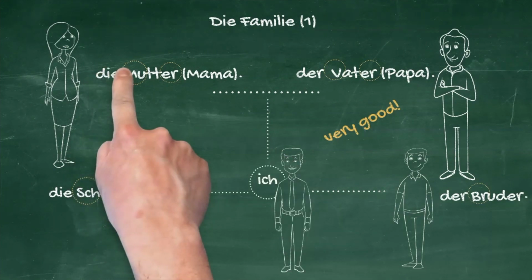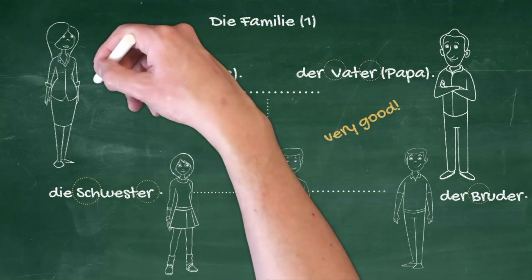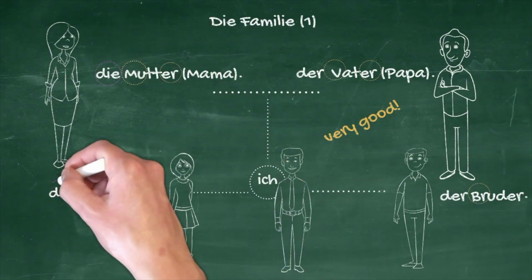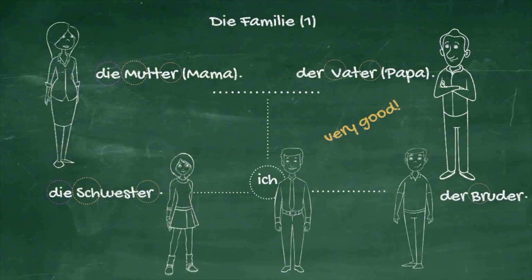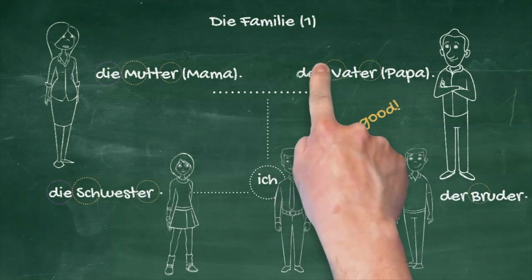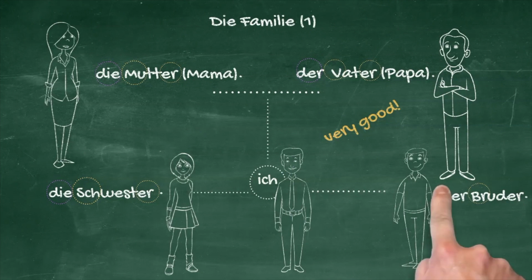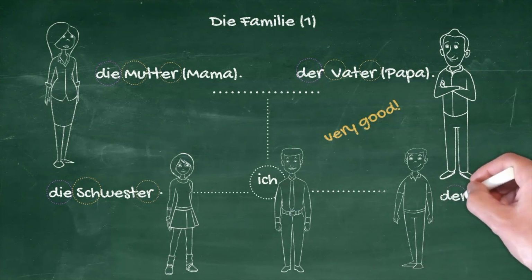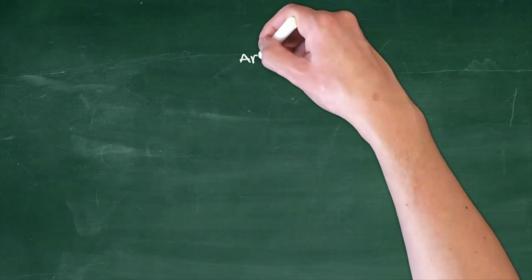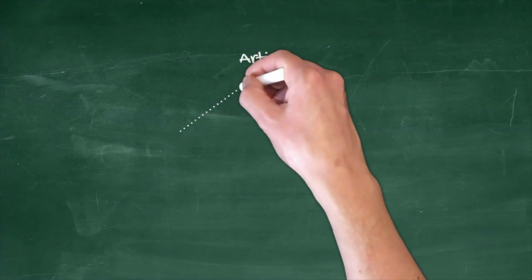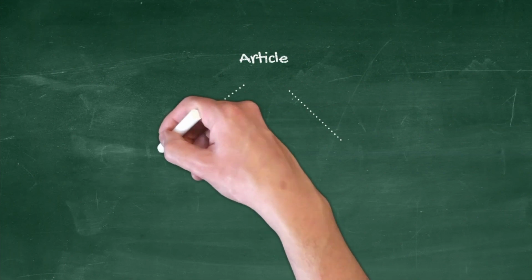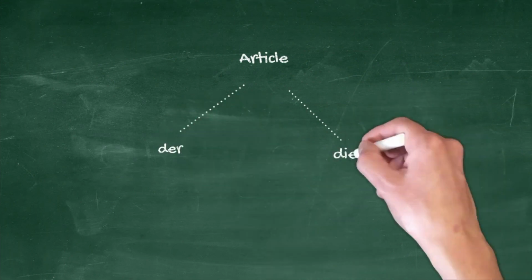Maybe you already noticed it. The 2 women of the family have the article die. Die is the female article in German. That's why we use the female article for the 2 women of the family. Die Mutter, die Schwester. The men of the family have the article der. Der is the male article in German. That's why we use der for the men of the family. Der Vater, der Bruder. We will learn a little more about articles in another lesson. Let's focus on these 2 for now, der and die.